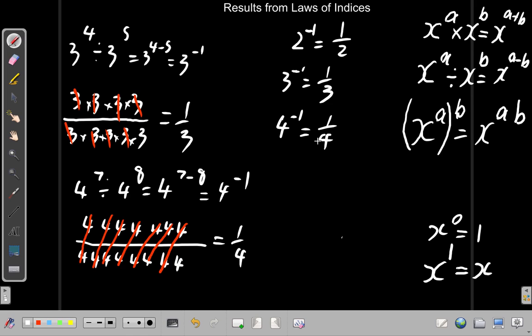Well, now, it seems as if we have a pattern here, where if we take a number x and raise the number x to the negative 1, what we end up with is 1 over x. It's 1 over x. Now, that is another result, right? So x raised to the negative 1 is equal to 1 over x.